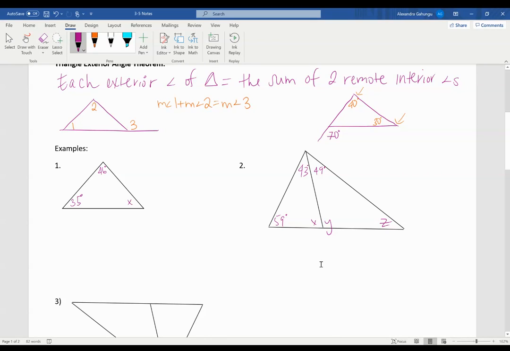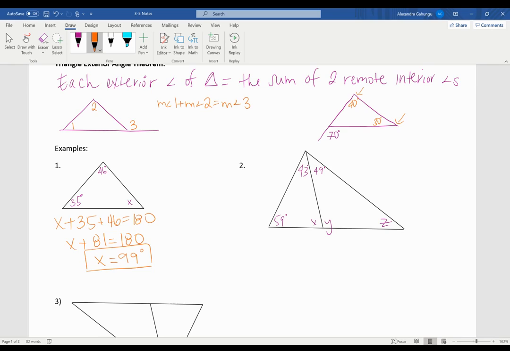So now we're going to do some examples using our triangle angle sum theorem and our triangle exterior angle theorem. First, we're looking for the angle x. The sum of the angles in a triangle is 180. So x plus 35 plus 46 equals 180. That means x plus 81 equals 180, and then I'll work my way down, and I'll get the missing angle measure for my triangle was 99 degrees.